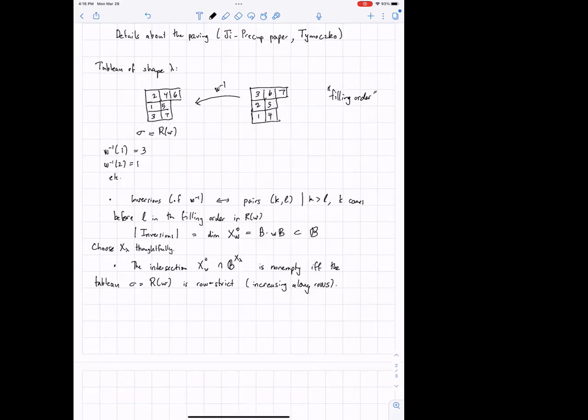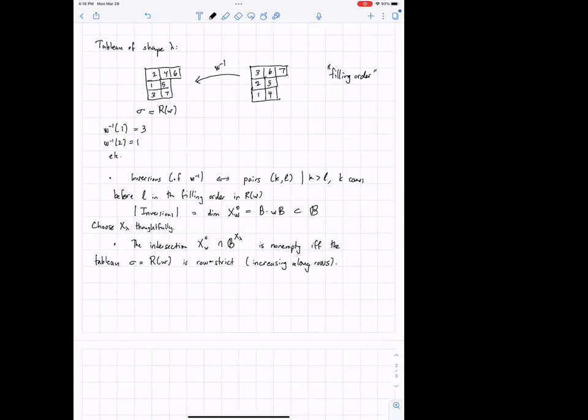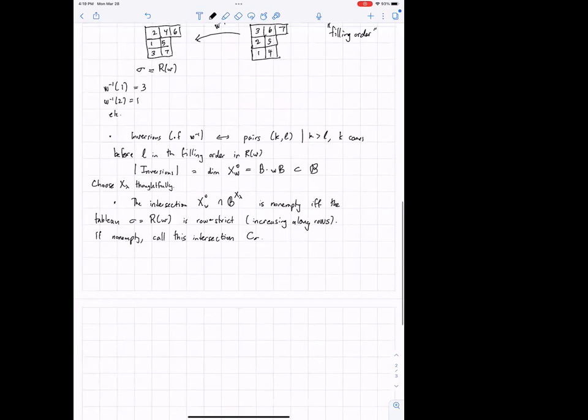So in this case, if non-empty, we can denote the intersection C sigma, and then the C sigma form the cells of an affine paving of B of X lambda.